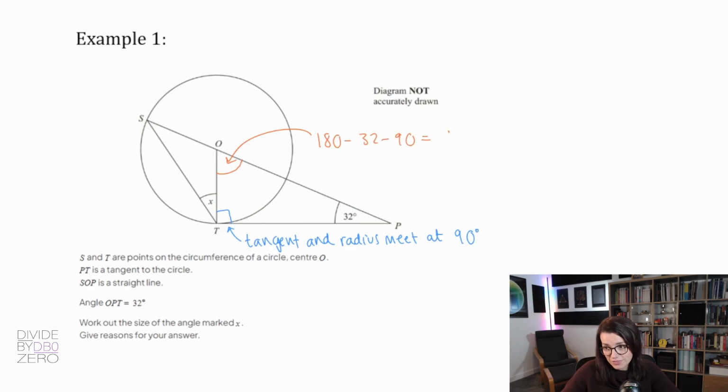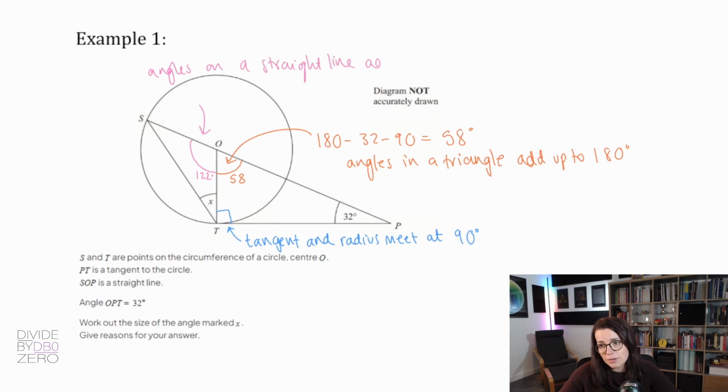That will give us 58 degrees. And our reason is angles in a triangle add up to 180. Okay, so that's 58. Another fact that we know is that angles on a straight line add up to 180 also. So you can find that missing angle there to be 122 degrees. And again, your reason is angles on a straight line add up to 180.